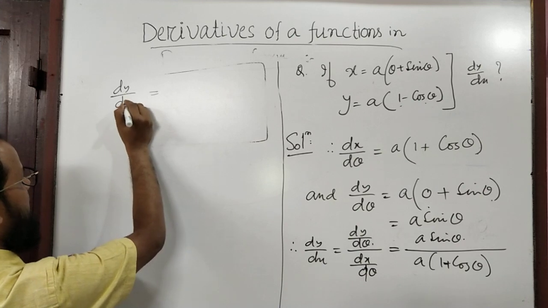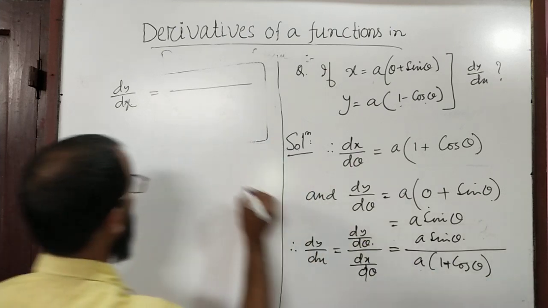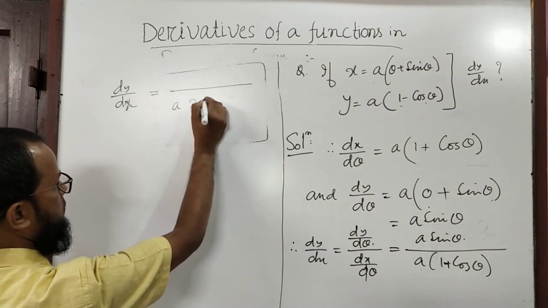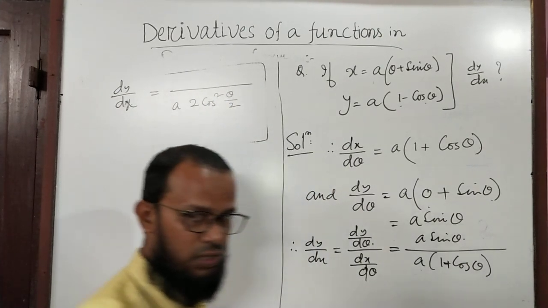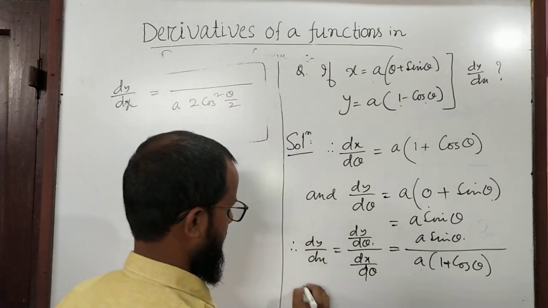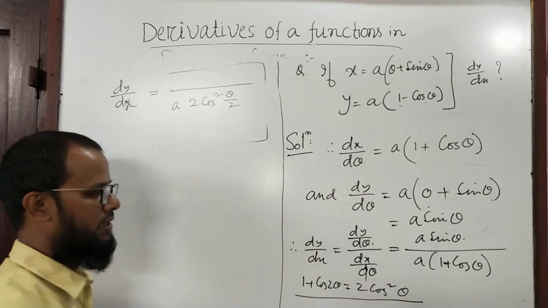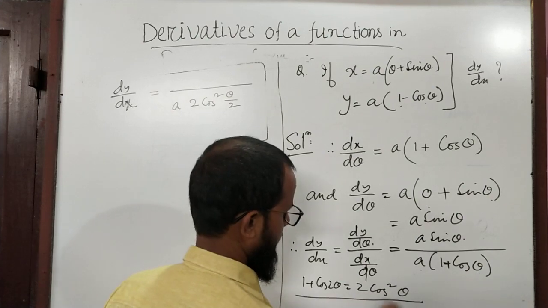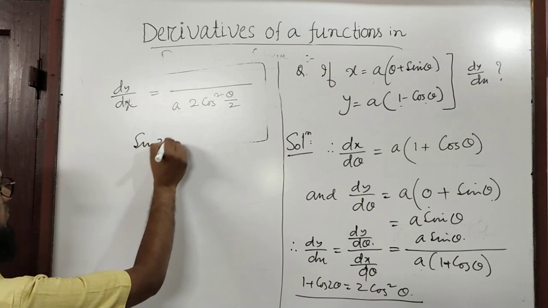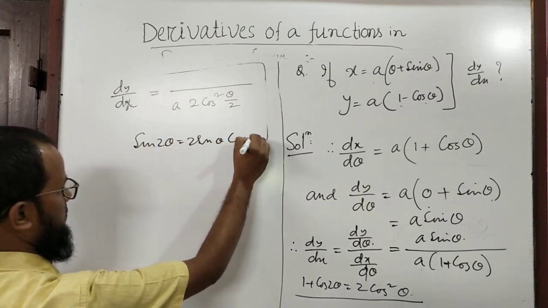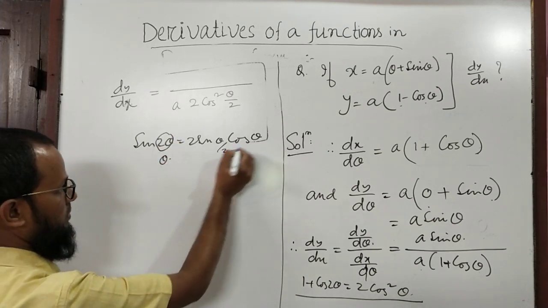dy by dx equal to this. a into (1 plus cos theta) can be written as 2 cos square theta by 2. You learned in the first year that there is a relation, 1 plus cos 2 theta is equal to what? You know the relation 1 plus cos 2 theta equal to 2 cos square theta. That formula I am applying here. Here theta is there, so it will be theta by 2. Similarly, you know another relation, sin 2 theta is equal to 2 sin theta into cos theta. You got it? And if this is theta, then it will be theta by 2.